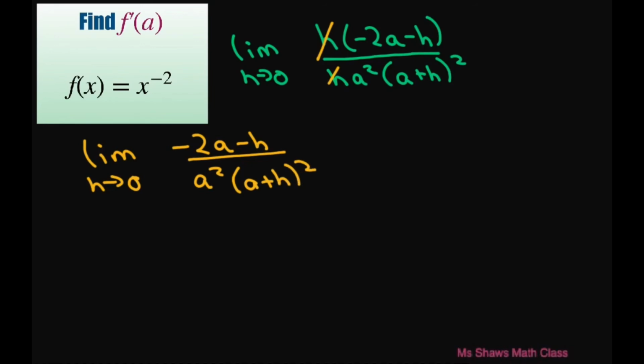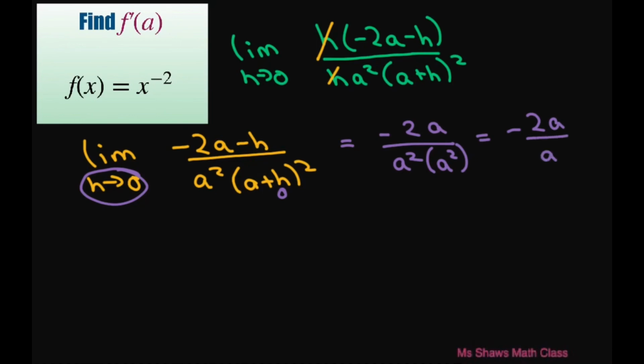So substituting in your 0, we're going to apply the limit now. We're going to get negative 2a, and when this is 0, we're going to get a squared times a squared. So this is going to just equal negative 2a divided by a to the 4th, which equals negative 2 divided by a cubed. So this is your f prime of a, your derivative.